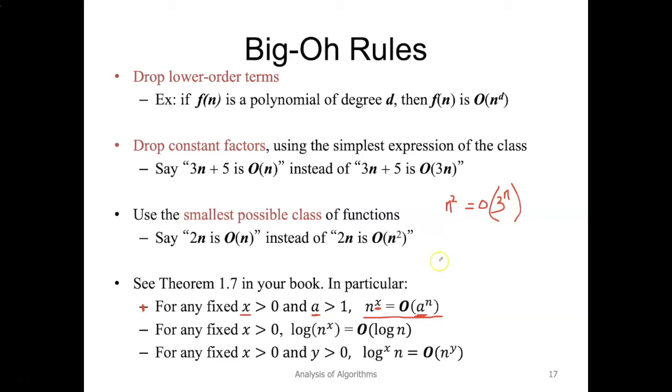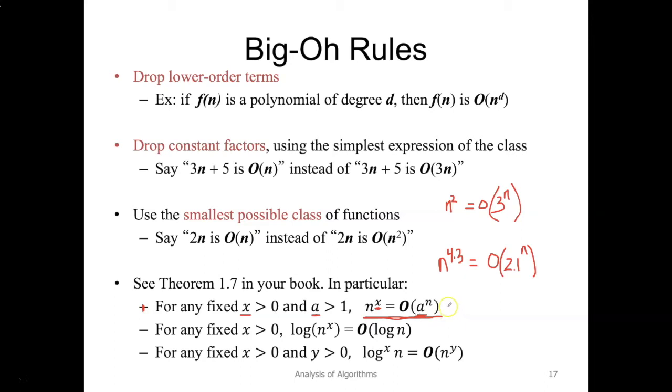Or you could also use this to say n to the power of 4.3. This grows slower, significantly slower, albeit, but it does grow slower than 2.1 to the nth power. Okay? So you can pick any value of x and any value of a in order to satisfy this, as long as x is greater than 0 and a is greater than 1.